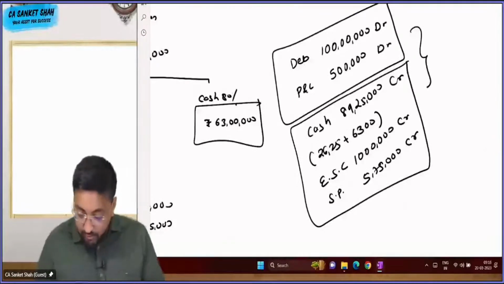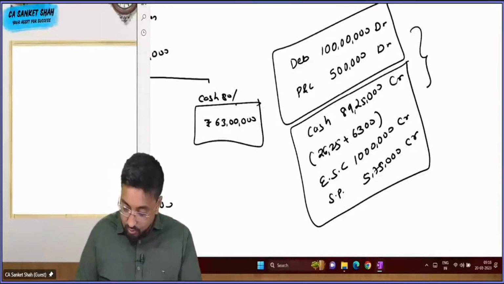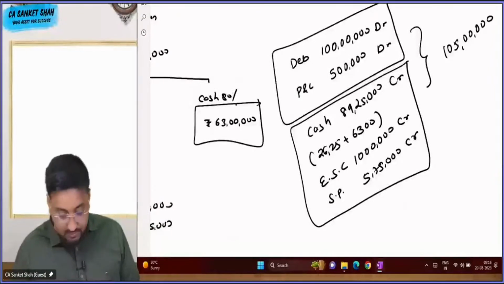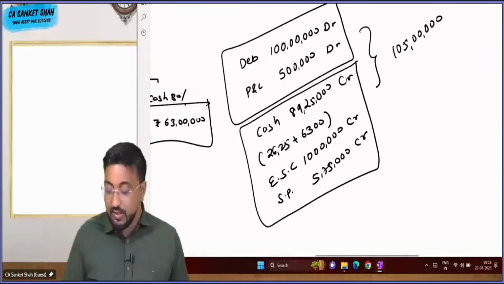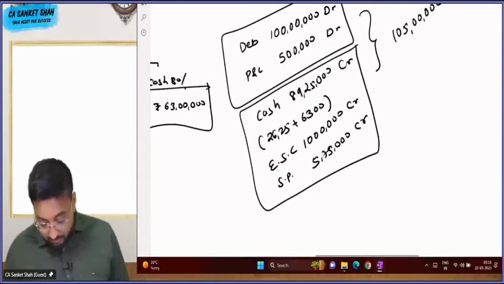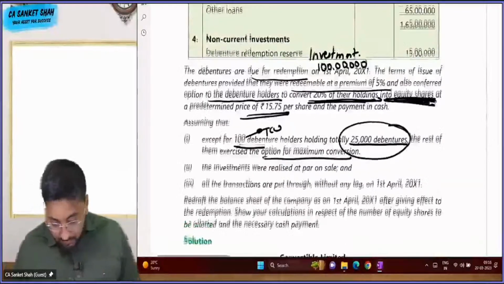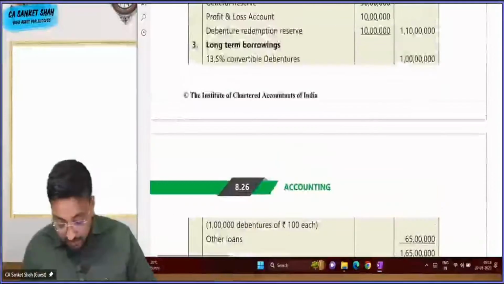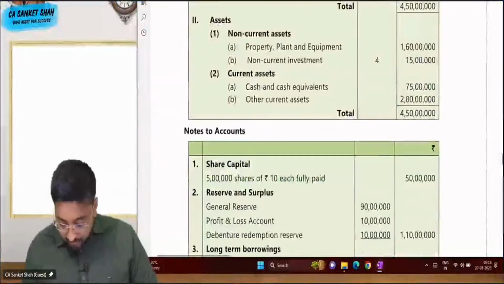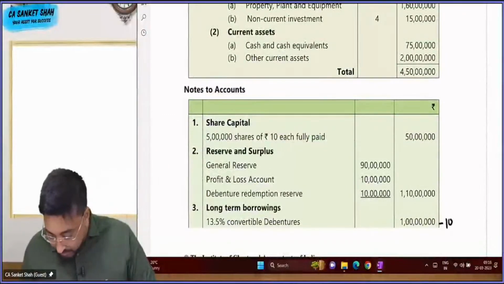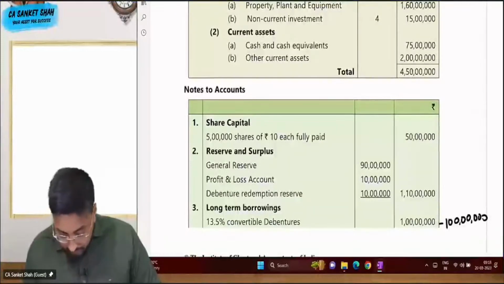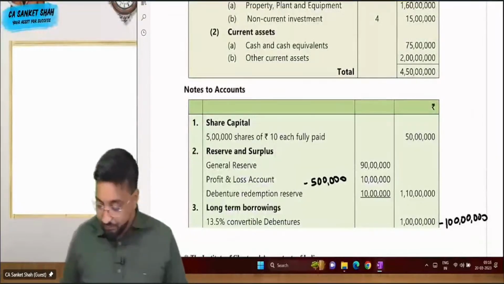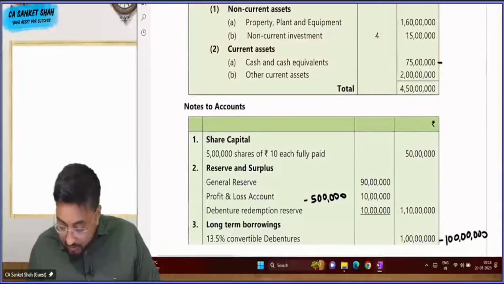Look, are both matching? 8925 plus 1000 plus 575. Yes, 1 crore 5 lakhs. So this is the last effect, now give it in the balance sheet. Now debentures. I will cancel the debentures first, by 1 crore. How much will I reduce from P&L? 5 lakhs, premium on redemption.